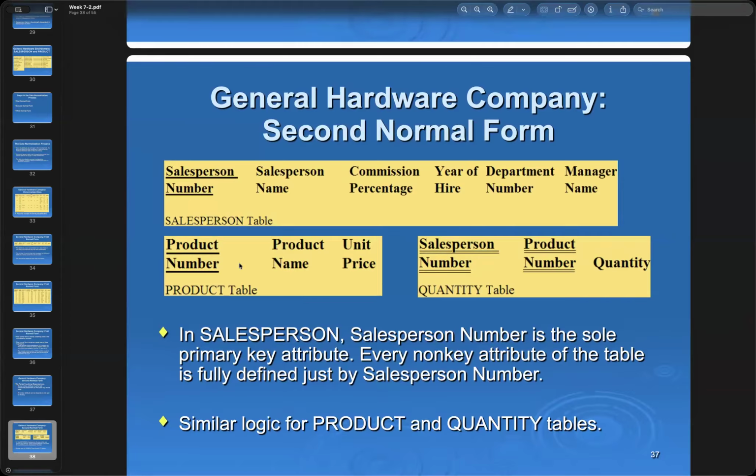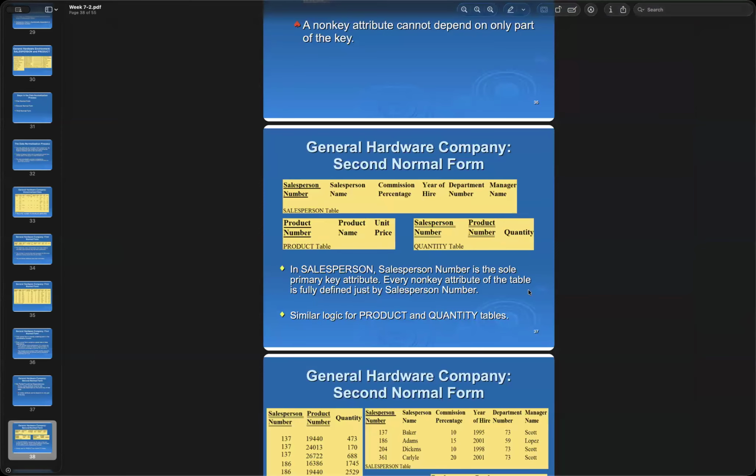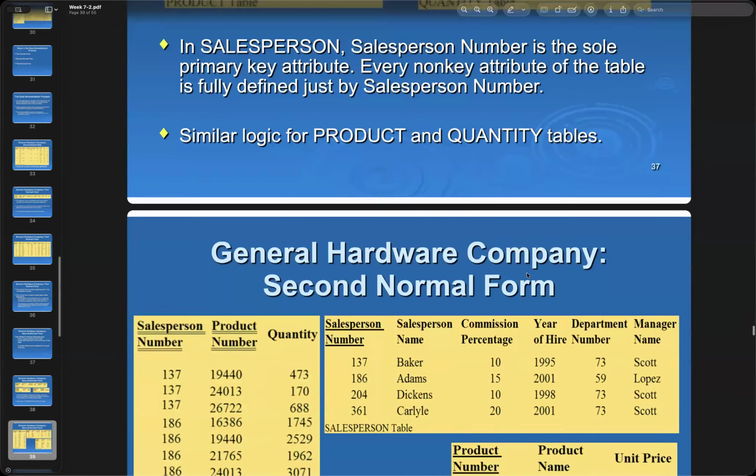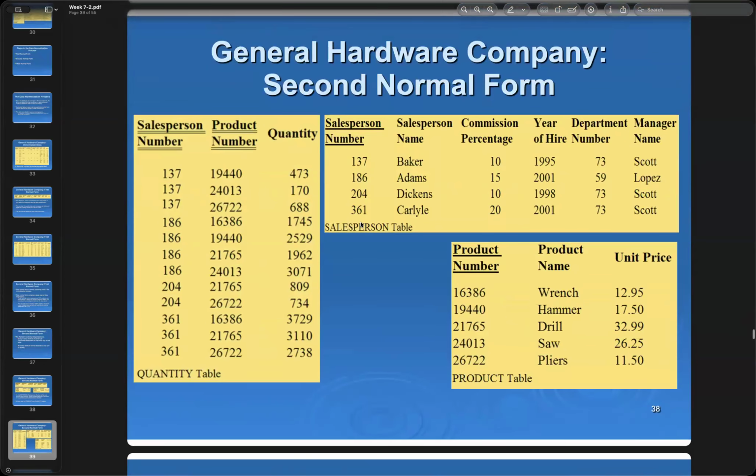And also the product name and unit price, right here. And then the quantity should be determined by the salesperson and product number. So here will be the sales table. So be careful, similar logic applies to all the tables we are going to design. So here is our second normal form. After we define the functional dependence, then we can break it down into different tables. So this one is called the second normal form.